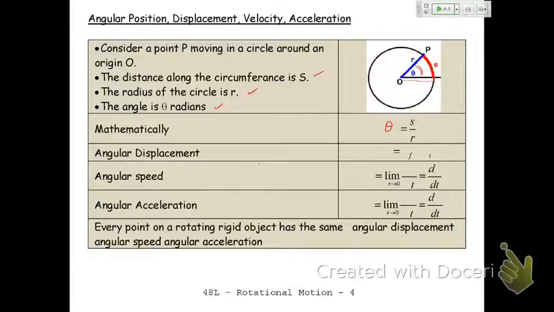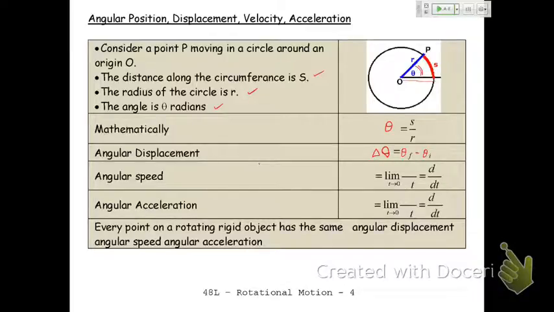If I want to talk about displacements, I have a starting address, which is a certain angle, let's say theta i, and I have an ending address, let's say theta f, and when I subtract one of those from the other, I get my angular displacement, just like we had for linear displacement.